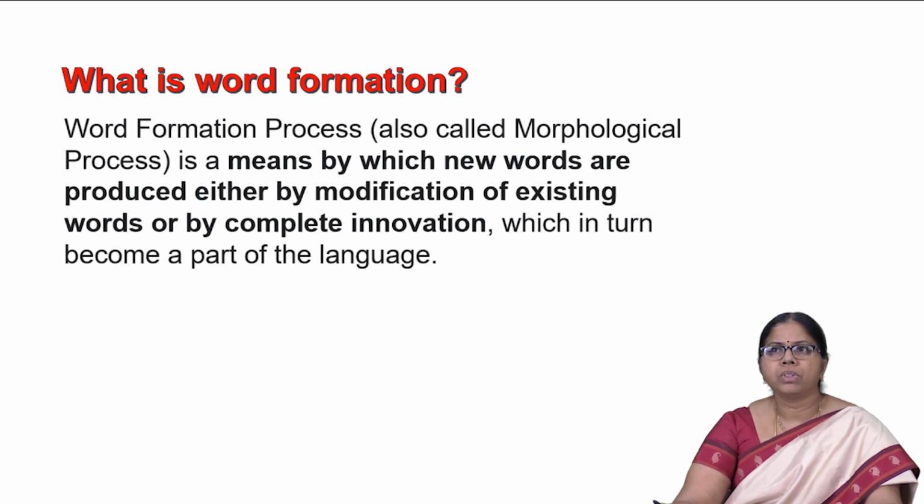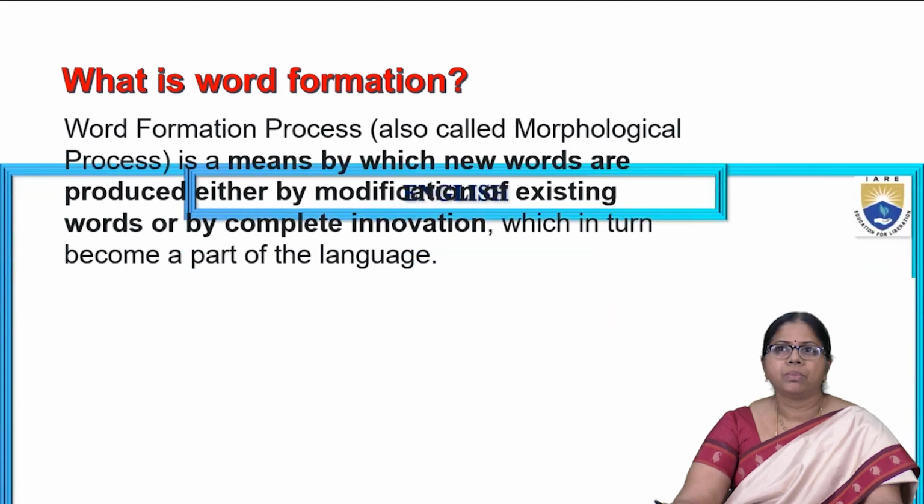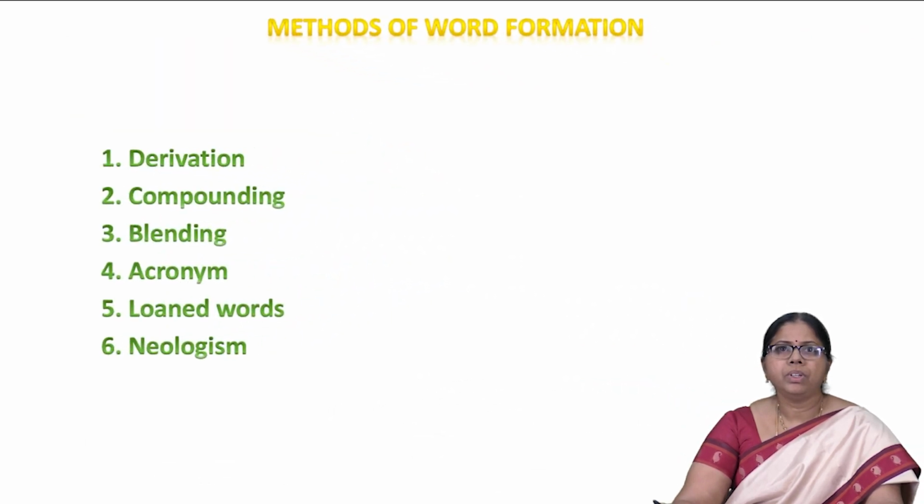The word formation process, also called the morphological process, is a means by which new words are produced, either by modification of an existing word or by complete innovation. Neologism is a type of word formation where we use new words, which in turn become a part of our language. These are the six types of word formation: derivation, compounding, blending, acronyms, loanwords, and neologism.